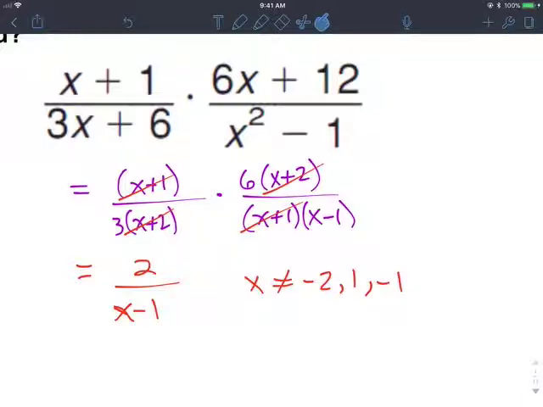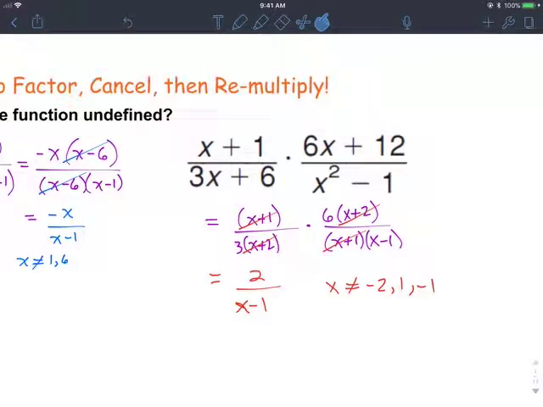Right? You can see that if you're having trouble factoring, this is being hard for you. So say where it's undefined: negative 2, negative 1, positive 1. So that's where it's undefined.